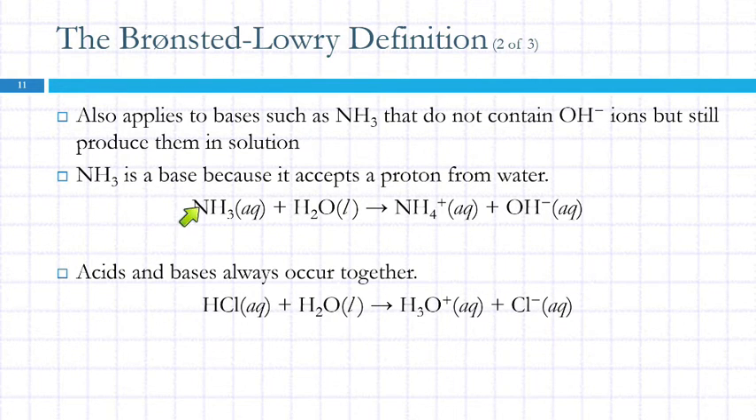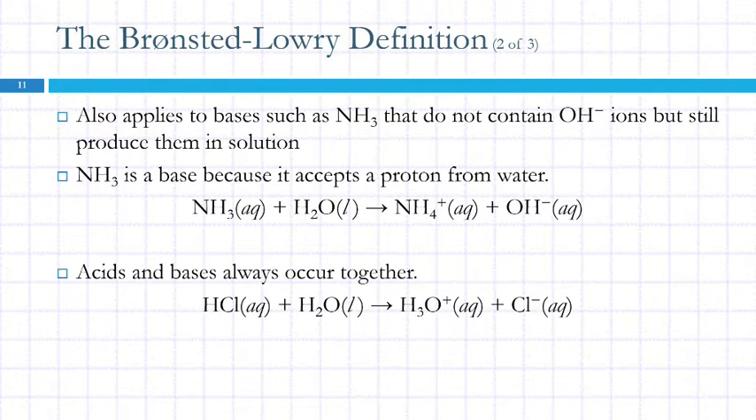So ammonia in water is going to accept a proton from the water molecule, and then it will become ammonium ion. It's got an extra hydrogen ion. And the water becomes OH minus, hydroxide ion. So ammonia does form hydroxide ions in water. It's just not obvious from its formula. But we can also think of it accepting a proton.